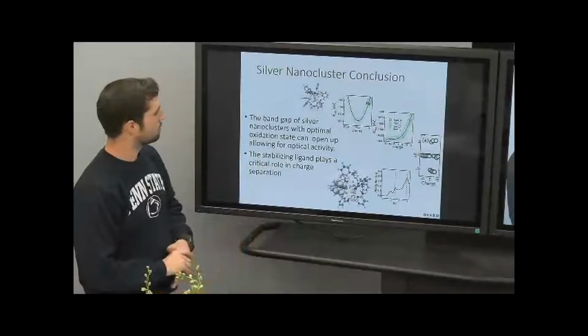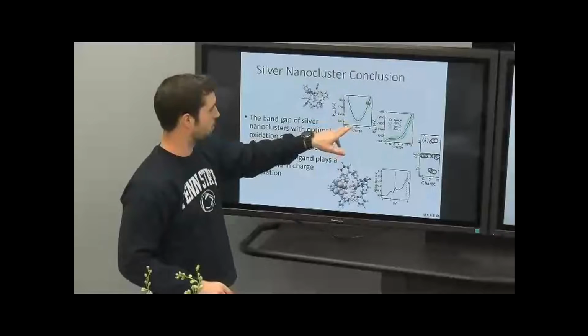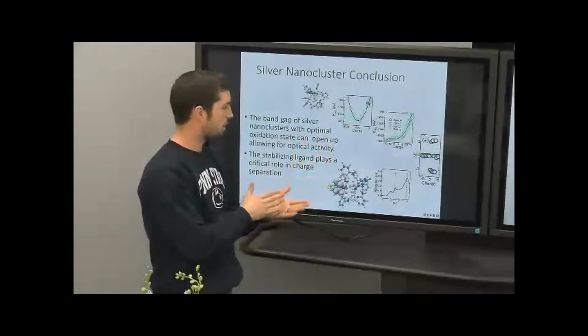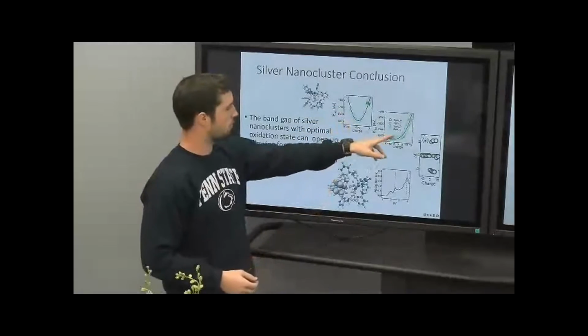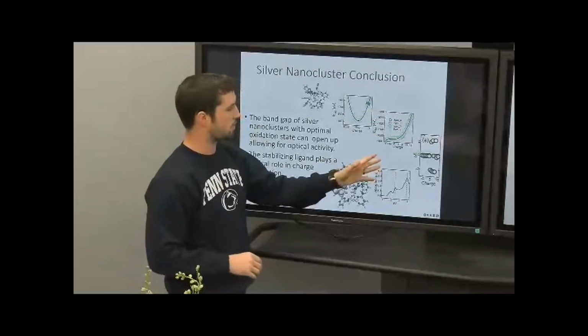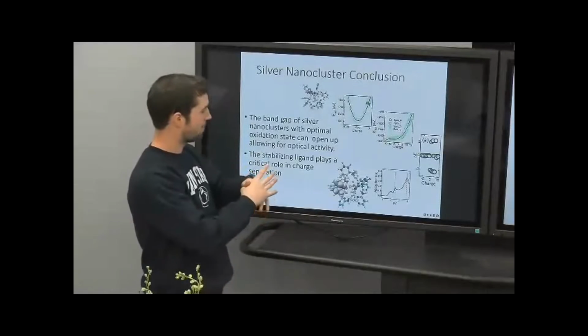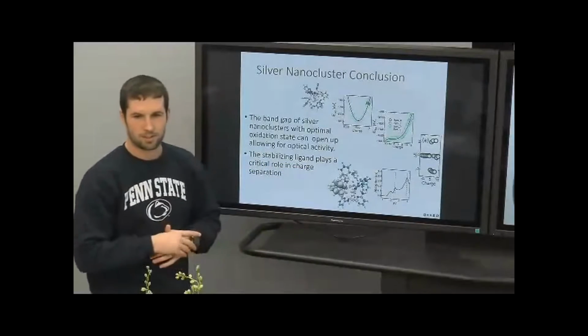So just a quick conclusion. We have a silver nanoparticle. We looked at the different energy and we found the minimum to be around -500. But then we looked further near neutral states. We saw that several of these would have a band gap open up, and then we looked at it and found that the ligand played a critical role in the fluorescence.